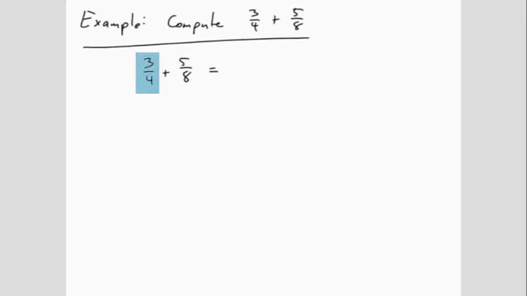Example, compute 3/4 plus 5/8. What is the least common denominator of these two fractions? This one sometimes throws students off, but the least common denominator is 8. 3/4 plus 5/8. For the first fraction, we need to multiply top and bottom by 2. But for the second fraction, we don't need to do any multiplication at all. It already has a denominator of 8, so we can just leave it alone. 3 times 2 is 6, 4 times 2 is 8, and so this gives us 6/8 plus 5/8, which is 11/8.